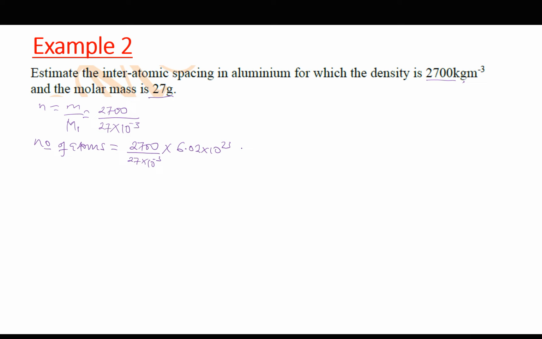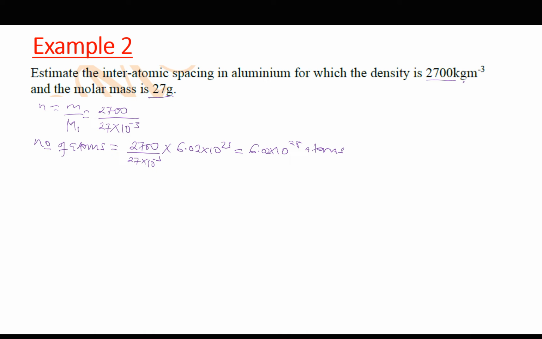So this is giving me 6.02 times 10 power 28 atoms. So the number of atoms that we have is 6.02 times 10 power 28 atoms. Then remember we said we have assumed the atoms are arranged in a regular cubic lattice.